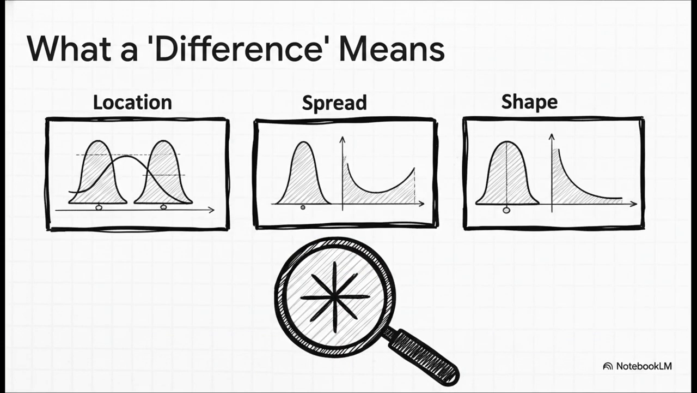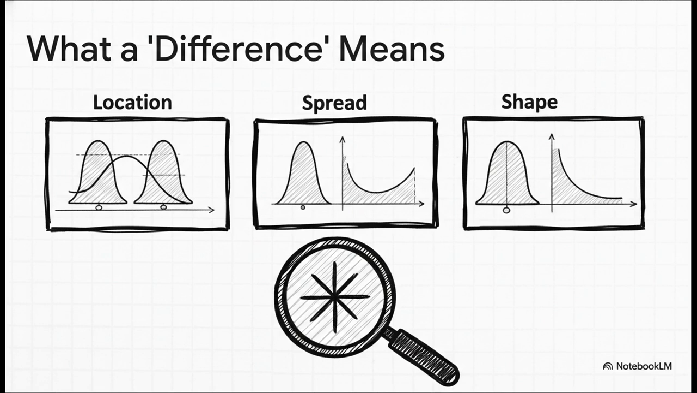Well, it means this. When you get a significant result, all it's really telling you is that the distributions of your groups are different in some way. Yeah, that difference could be because the medians are different, but it could also be because one group is way more spread out than the others, or maybe their fundamental shapes are just different.